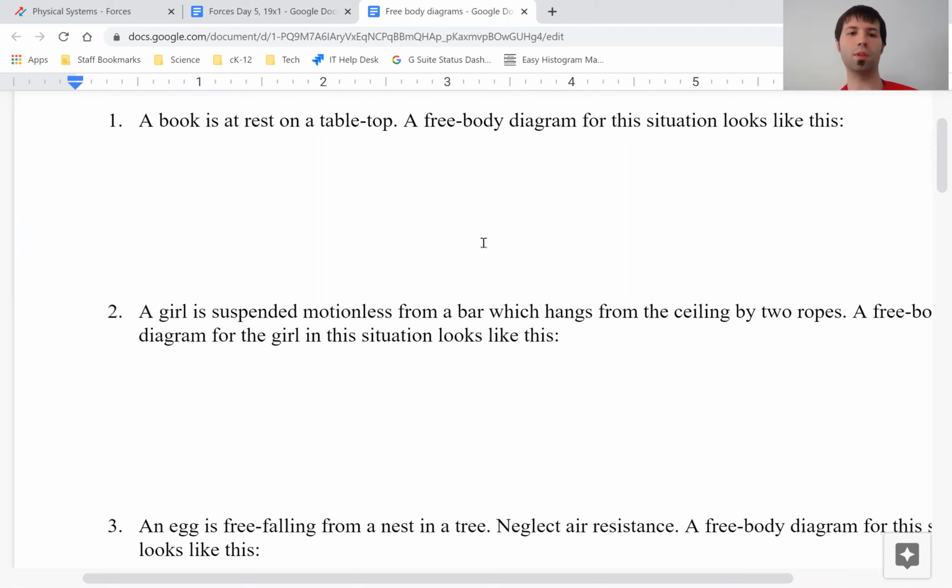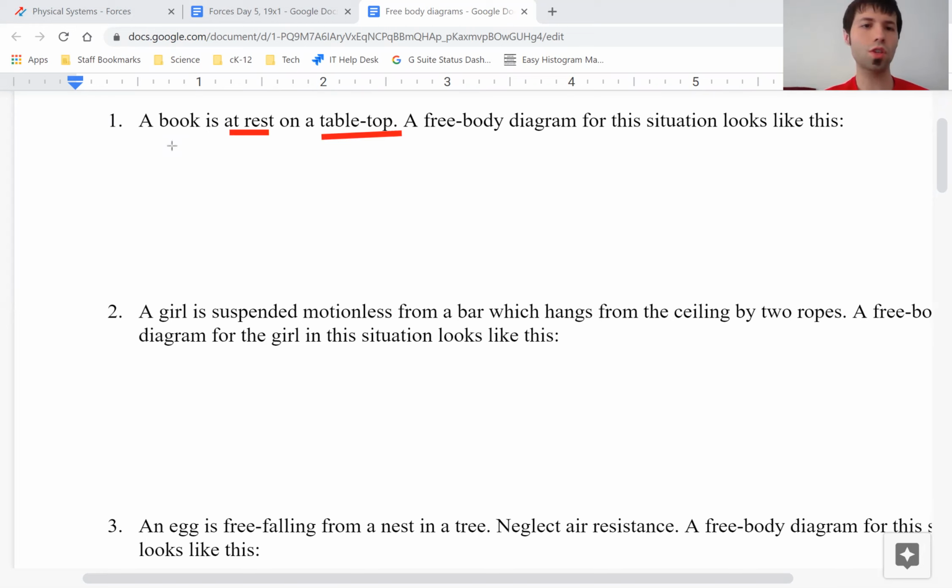So, first one says a book is at rest on a tabletop. This sounds familiar. It's not a box, but it's a book. So, a free body diagram for this situation should look like this. Let me pull out some keywords that I want you guys to tune your brain into. At rest. That's going to be important. On a tabletop. Those two phrases are important.